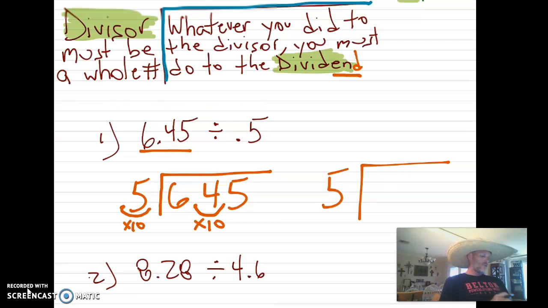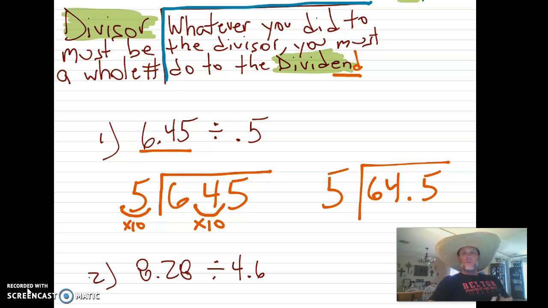So the decimal moves one time to the right. So it is now 64.5. So what we do is we take 7th grade division and turn it into 5th grade division. Okay, that's what this is right here. This is 5th grade division of decimals.